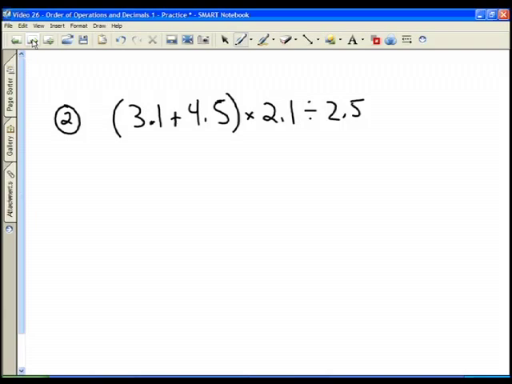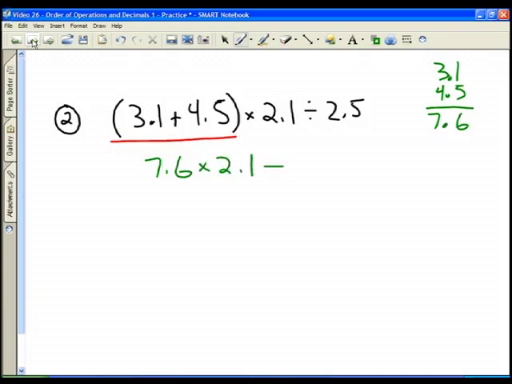In this next problem, we have to worry about doing these brackets first. And then we'll do our order of operations, multiplication, division, then addition, subtraction, from left to right. So 3.1 plus 4.5, I just line up my decimals, remember, and add vertically down. 5 plus 1 is 6, and 3 plus 4 is 7. So 3 plus 0.1 plus 4.5 is 7.6.